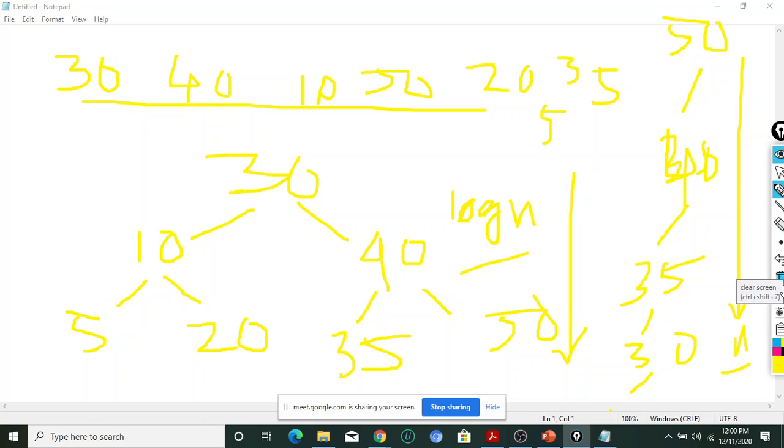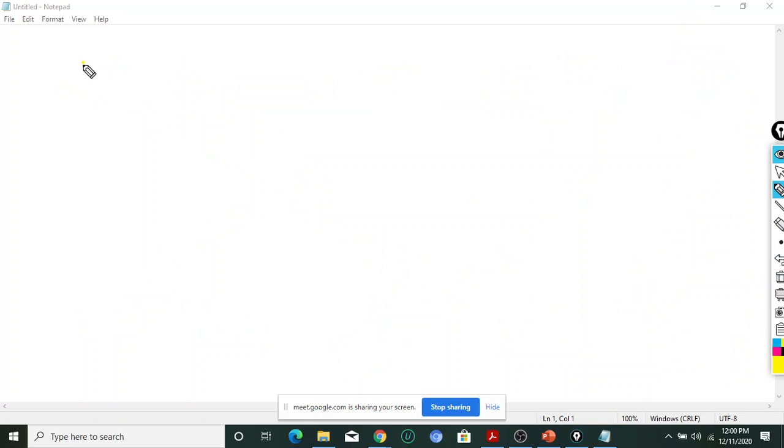Make it more simple. Consider three nodes, for example, 10, 20, 30. I will discuss why I am considering 3 nodes; I will come to this point in a minute. Try to understand. If I consider 10, then 20, then 30.